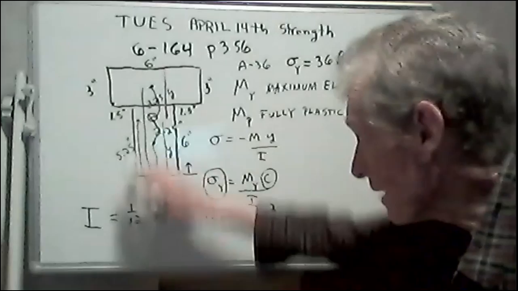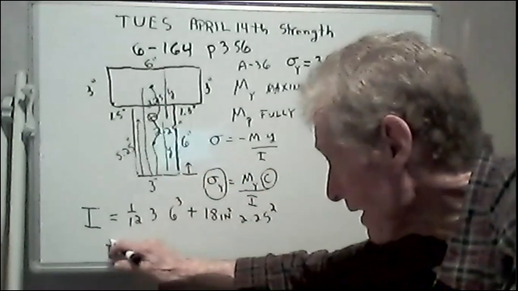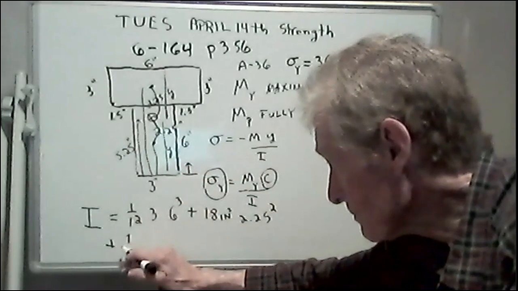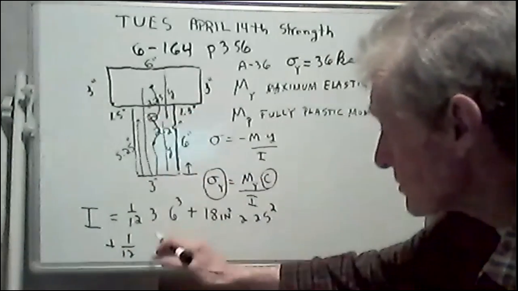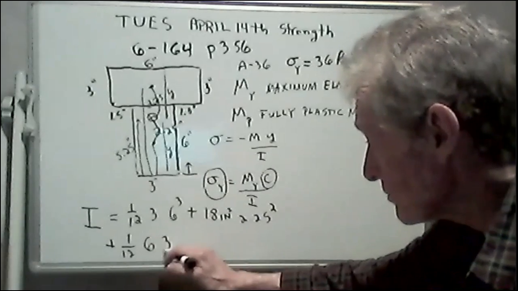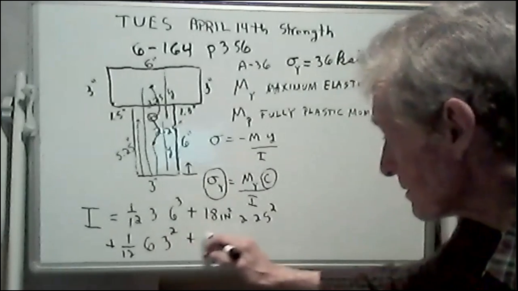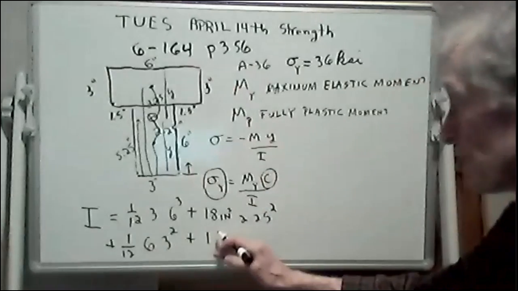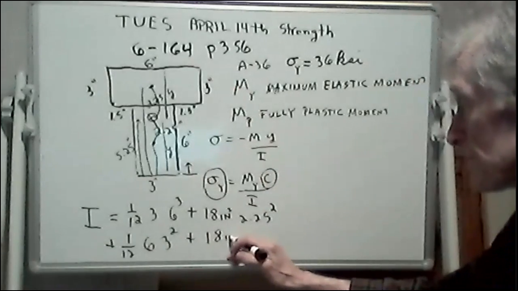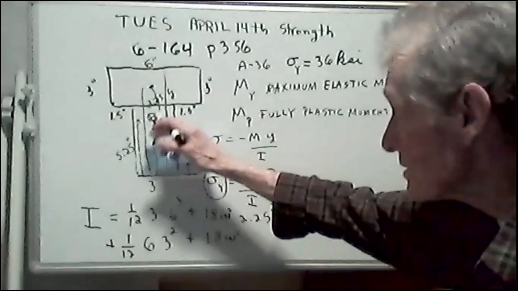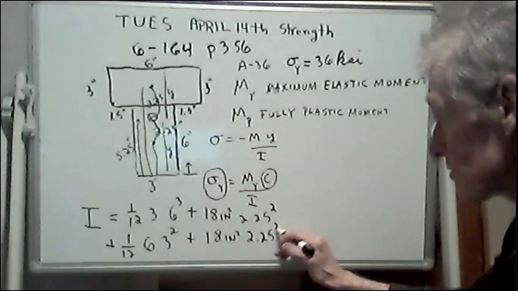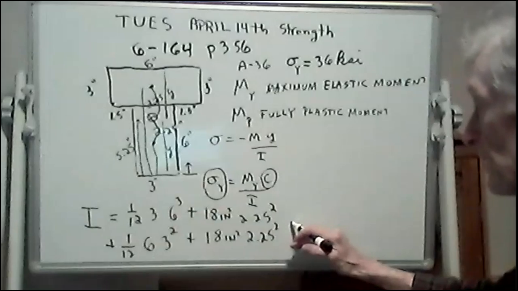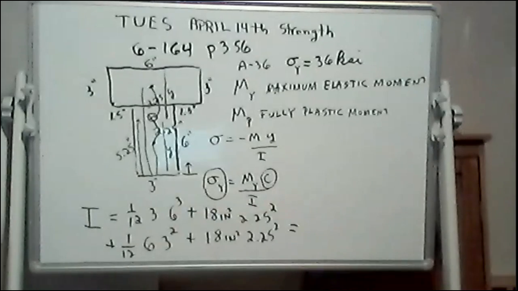Now we're not done yet. I've just done this piece. I've got to add to that 1/12, 6 inches times 3 inches cubed, plus the area of the top piece, which is 18 square inches, times that distance there, which also happens to be 2.25 squared. We've got to add all this up, and we will get the moment of inertia. Okay, I'm going to do that. You do it. I'm going to do it.